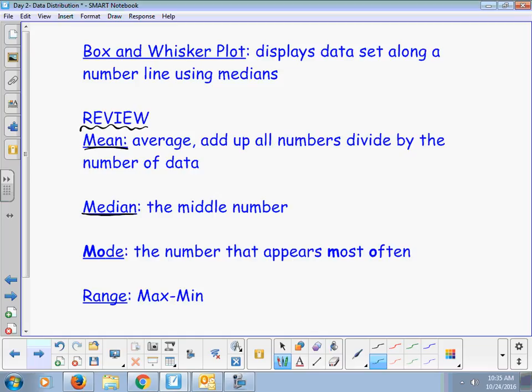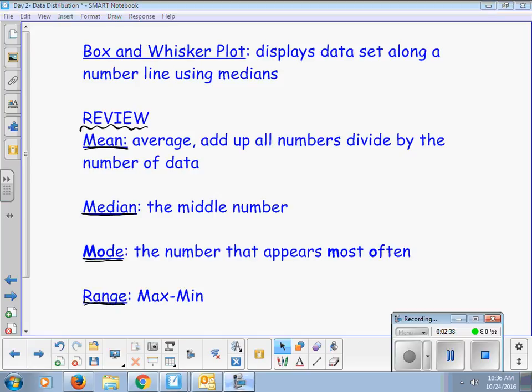Mode is the number that appears most often. MO, most often, so it comes up most frequently. And your range is your max minus your min. So you take your greatest value and subtract your smallest value. So go ahead and use this to fill in your notes.